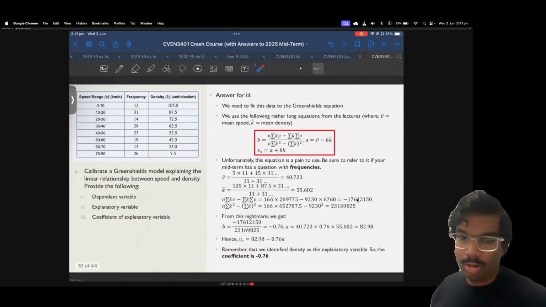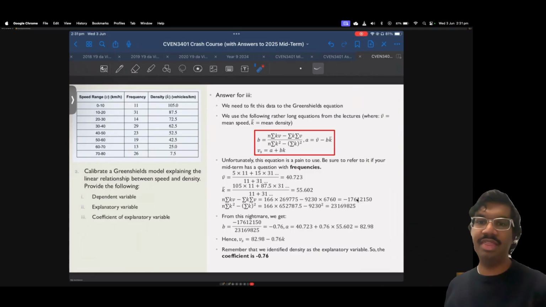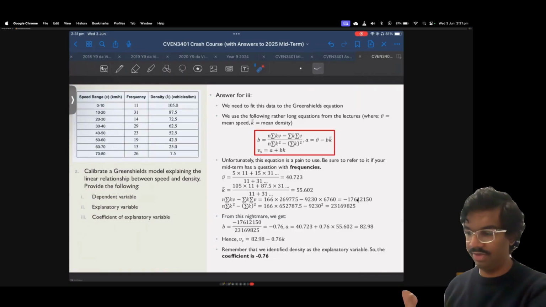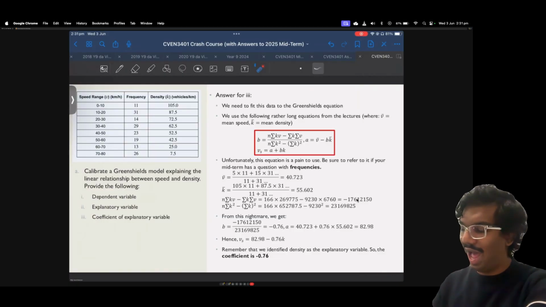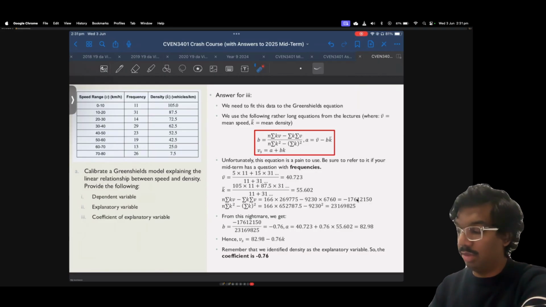The coefficient of the explanatory variable is quite a pain to find, so I will talk you through it. I think this is pretty hard, definitely hard to go through as the very first thing you do, but I'm going to talk through it anyway because it was in the midterm last year.